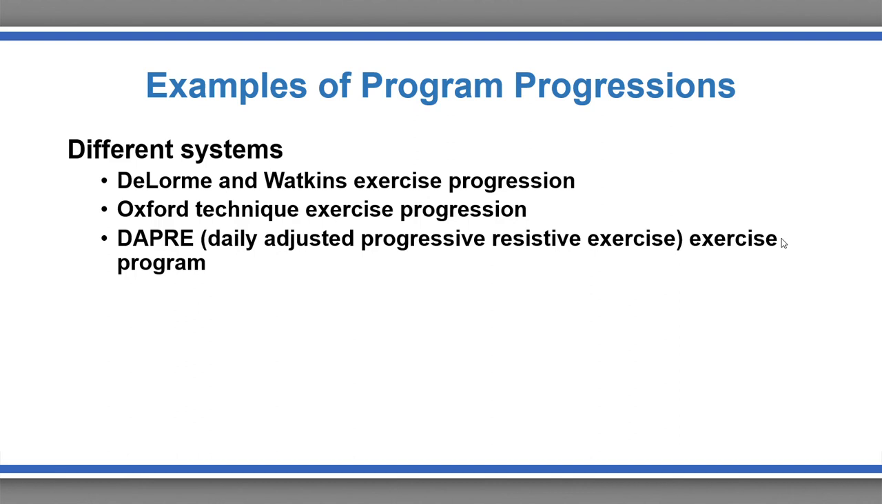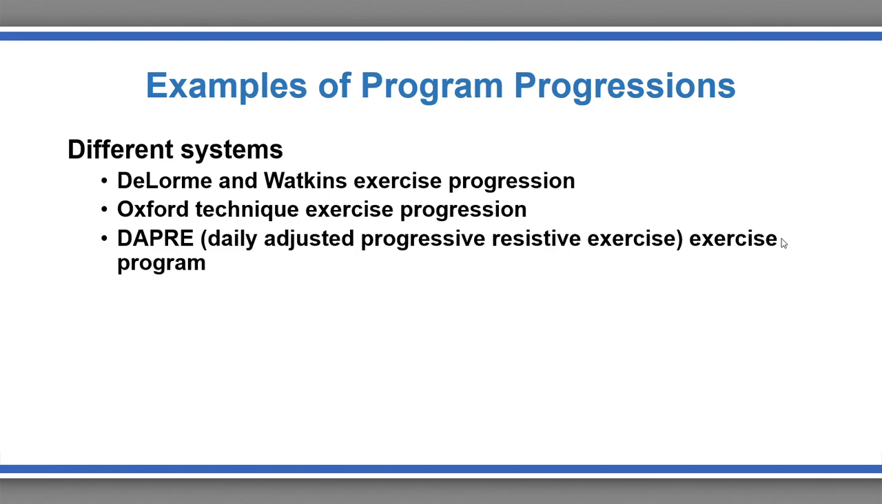Now, finally, I will provide a few examples that have been highlighted in your textbook on program progression. So there are these different systems that have been published. There's the DeLorme and Watkins exercise progression, the Oxford Technique exercise progression, and the daily adjusted progressive resistive exercise program as well.